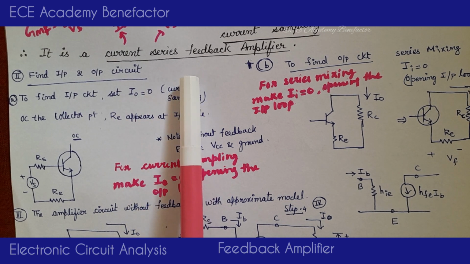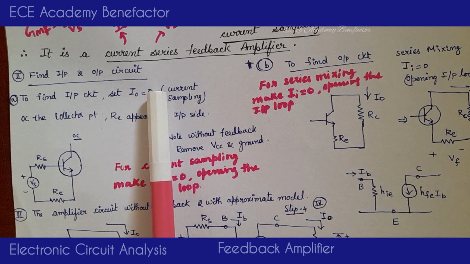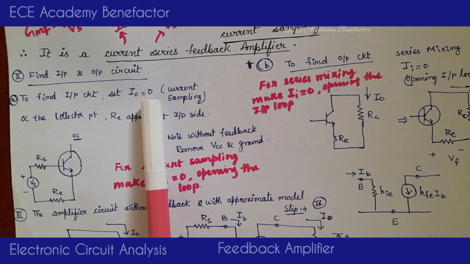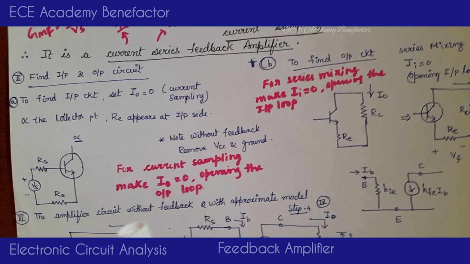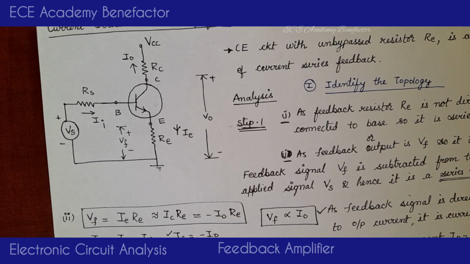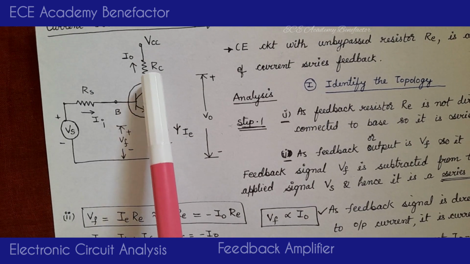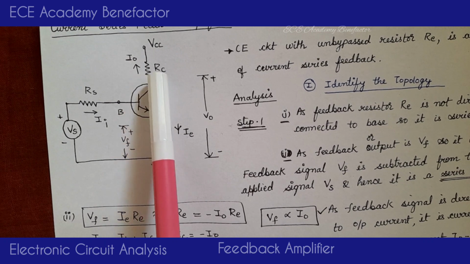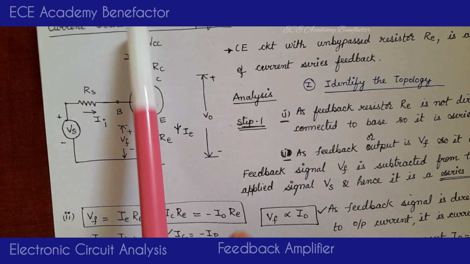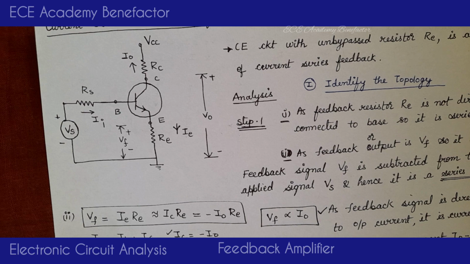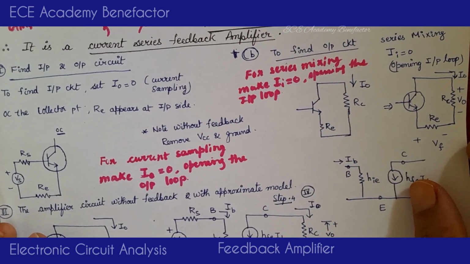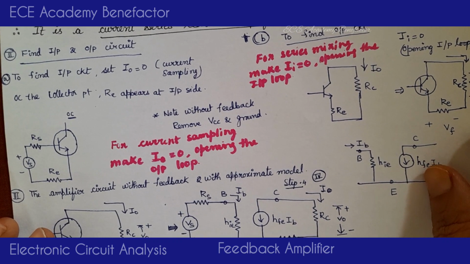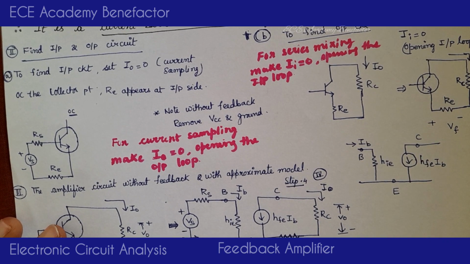As it is current sampling, I0 is 0. So how can you make I0 0? By opening the output loop, that is, open the collector point. So this is the circuit you have. You have to open this collector point, so you are removing this point. So what we are doing now, in the second step, is drawing the input and output circuit without feedback.